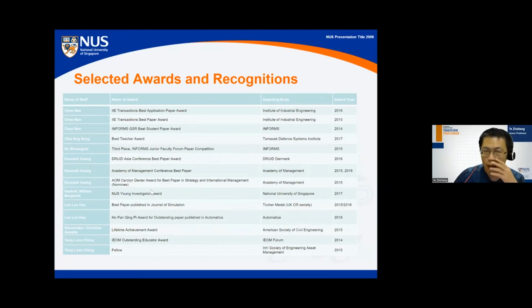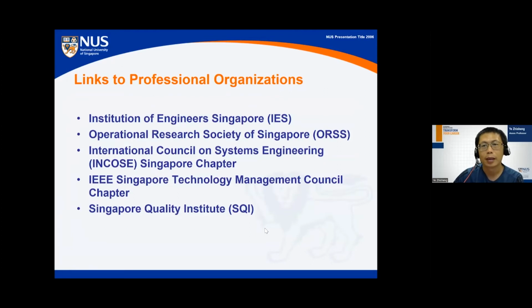And here are some selected awards in recent years. I don't have the latest data, so I just use the data I have. The research in our department has been recognized locally and globally. Locally, we have received Best Teacher Awards, and globally, we have received Best Paper Awards from prestigious journals in industrial engineering, and so on and so forth. And our department also links to some professional organizations locally and globally.